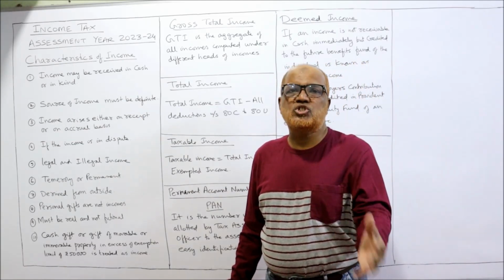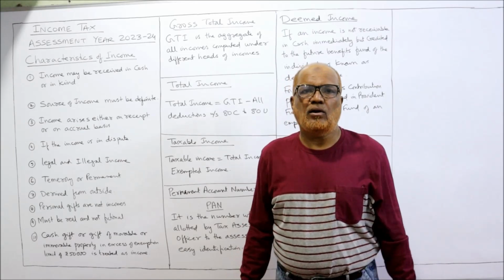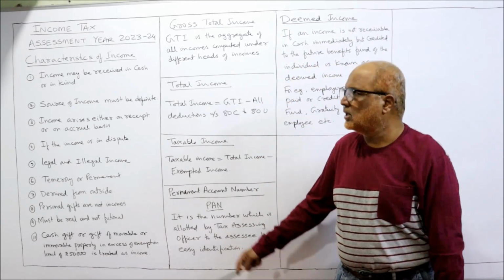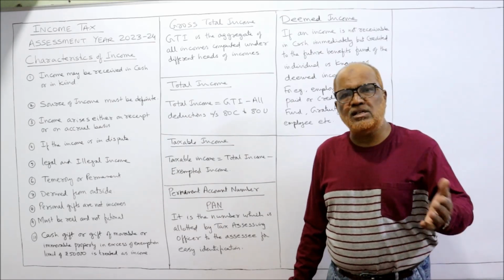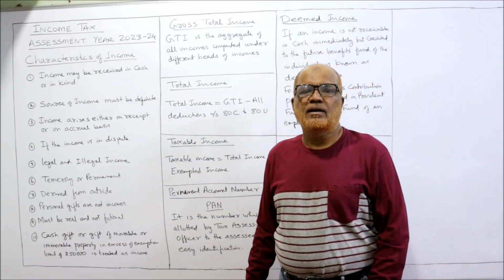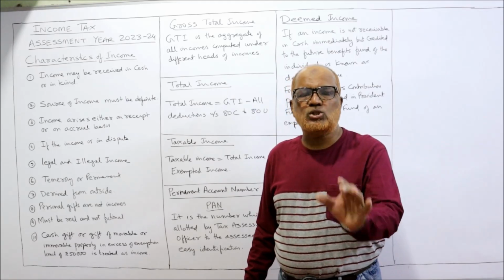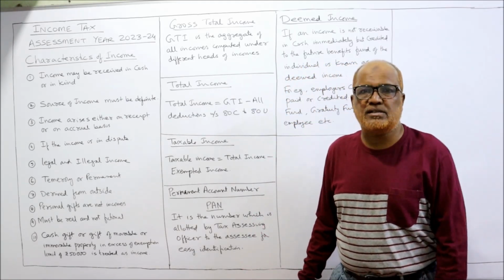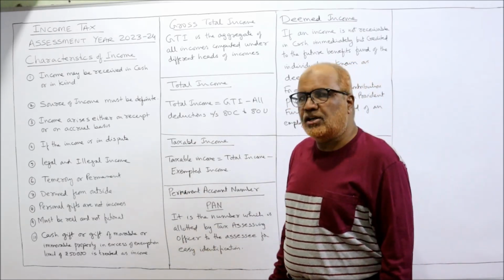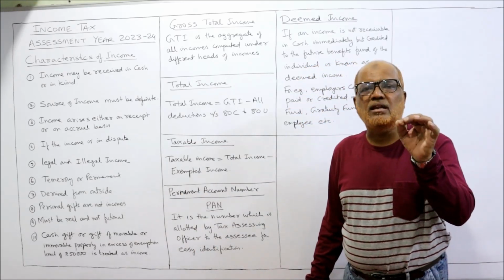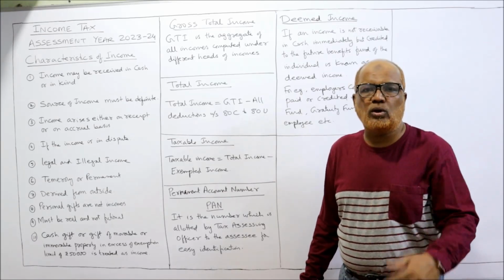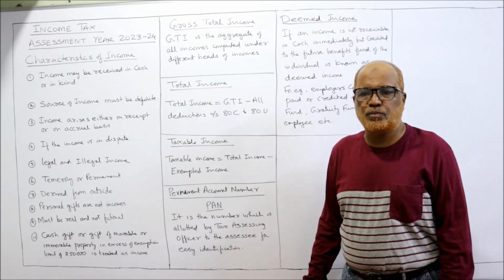From where the income is generated, like salary or house property or business or profession or capital gain, what is the source? Then income arises either on receipt or accrual basis. Some incomes are recognized on receipt basis, but some incomes will be recognized on accrual basis also. If the income is in dispute, then whoever is the receiver of the income has to pay the tax. Later on, the court will decide regarding the dispute.